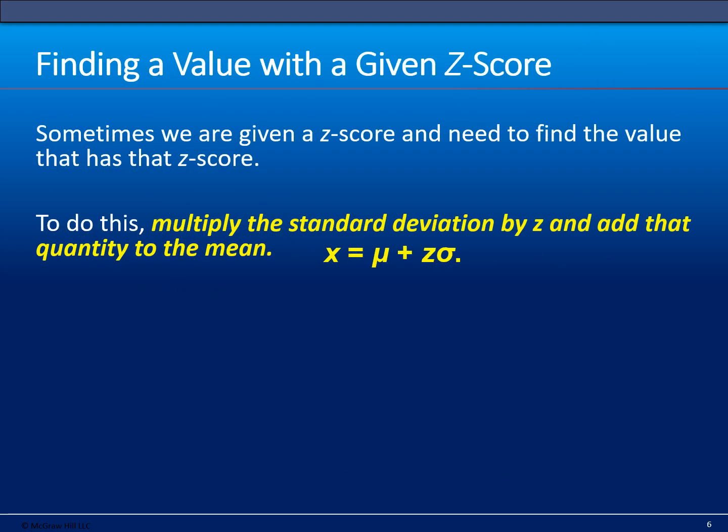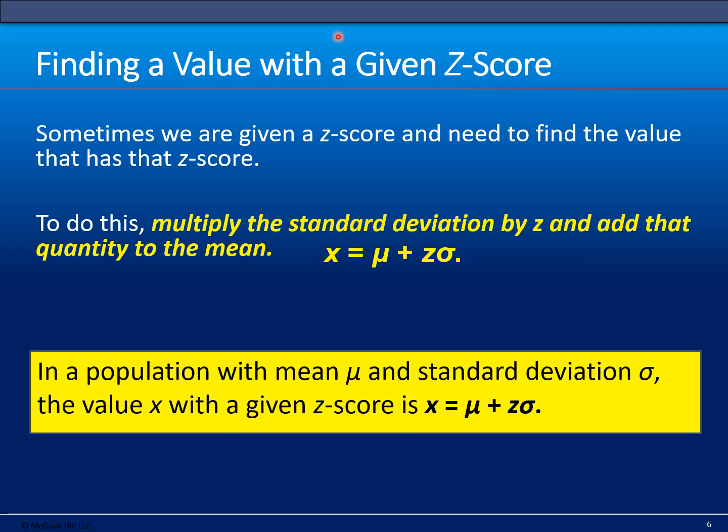Sometimes we're given a z-score and need to find the value that has that z-score. And remember that we have the calculation for the z-score, which is x minus mu, the data point minus the average, divided by sigma. If we rewrite that formula, solving for x, we get this version of it. If we want to know which point has that z-score, we can calculate that data value right here.